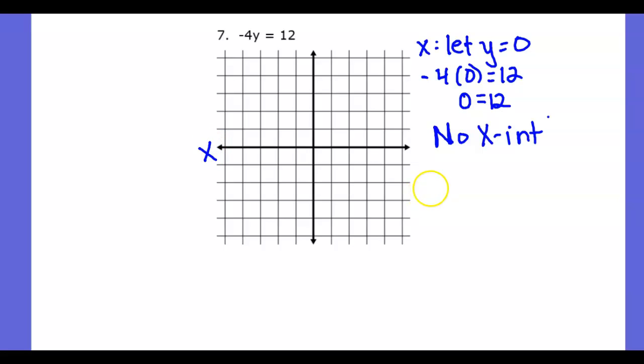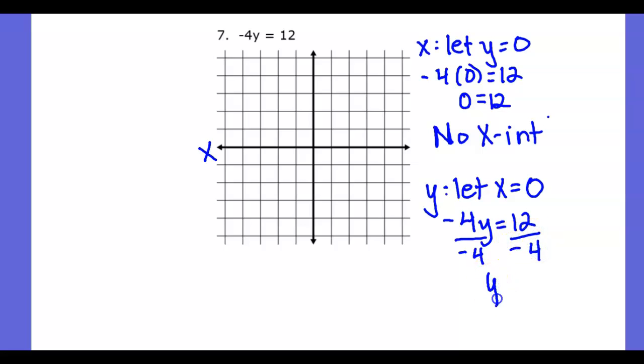Okay, that means it's never going to cross the x-axis. Okay, well, let's look at the y-intercept. Let's let our x be 0. Well, there is no x, so we're just left with negative 4y equals 12, and we can solve for it by dividing by negative 4, and our y is negative 3. All right, that means our y-intercept is 0, negative 3, which would be right here. All right, so what kind of line can we have with one point that we know never crosses the x-axis? It would actually be a horizontal line. Okay, if this line went on and on and on forever, it would never cross that x-axis. Okay, so if there is no x-intercept, we know it's going to be a horizontal line.